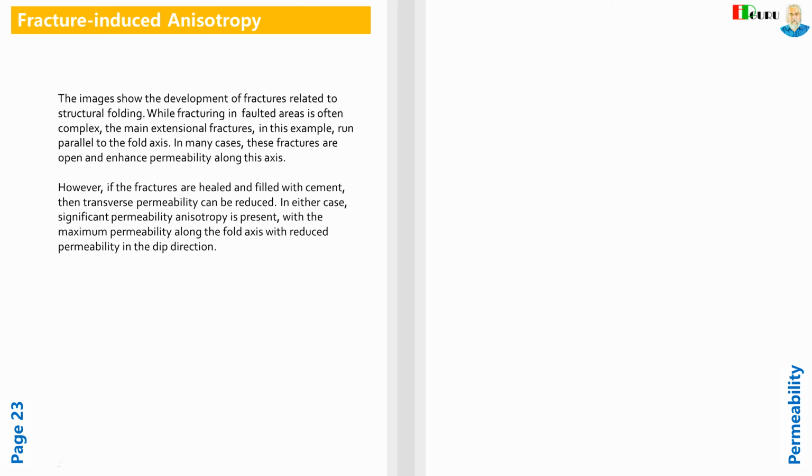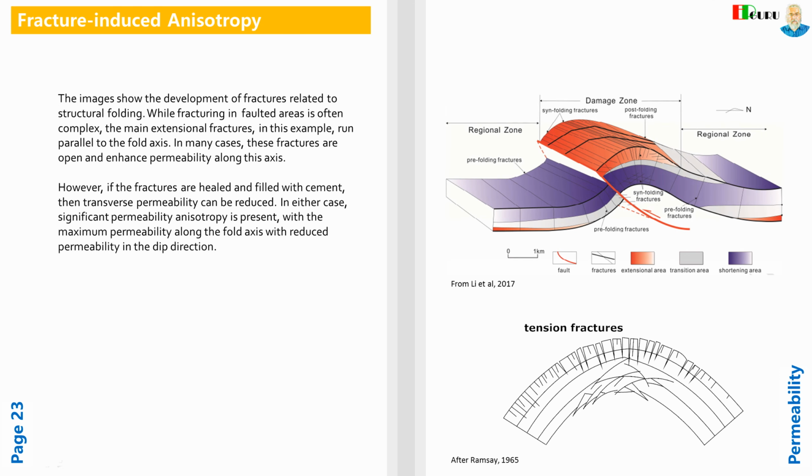The images show the development of fractures related to structural folding. While fracturing in folded areas is often complex, the main extensional fractures, in this example, run parallel to the fold axis. In many cases, these fractures are open and enhance permeability along this axis. However, if the fractures are healed and filled with cement, then transverse permeability can be reduced. In either case, significant permeability anisotropy is present, with the maximum permeability along the fold axis, with reduced permeability in the dip direction.